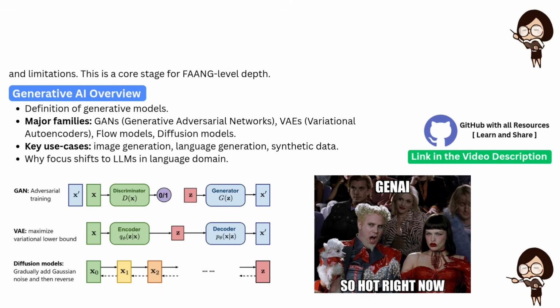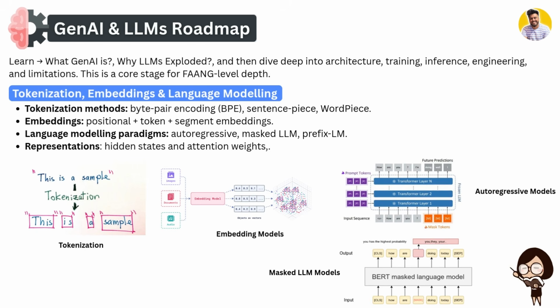Once that is done, move to the NLP part like tokenization, embedding models, and language modeling, in which you will learn about tokenization methods such as byte pair encoding, SentencePiece, or WordPiece, along with embeddings such as positional embeddings and token embeddings, along with the embedding models. Okay, and how embedding models are built. Then learn about the language modeling paradigms such as autoregressive models, for example ChatGPT, masked language models such as BERT, and prefix language models, along with representation states such as hidden states or attention weights.